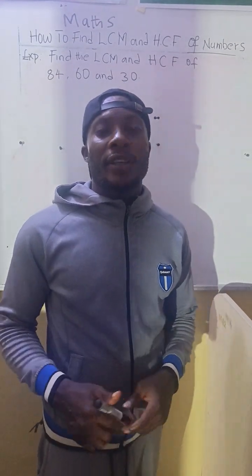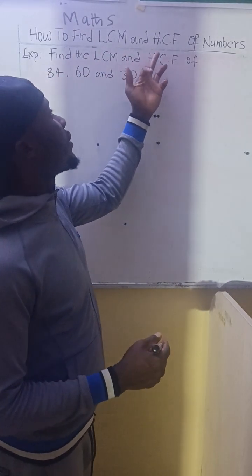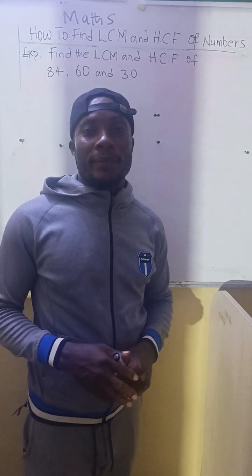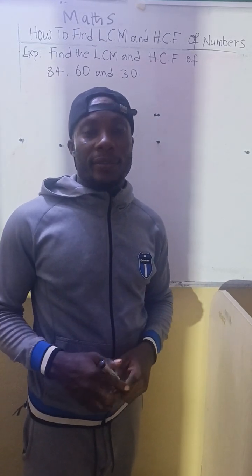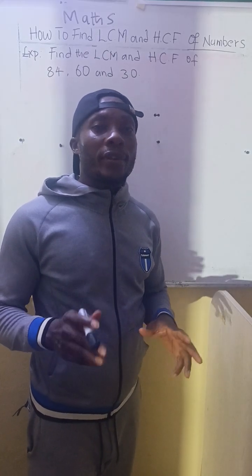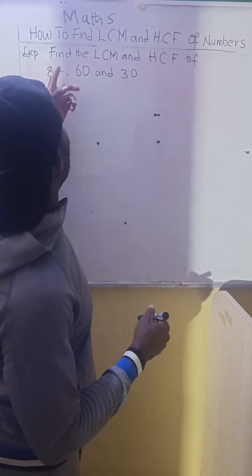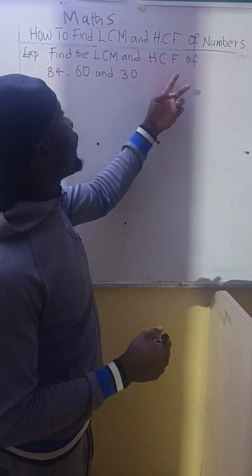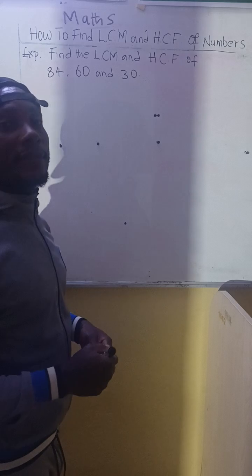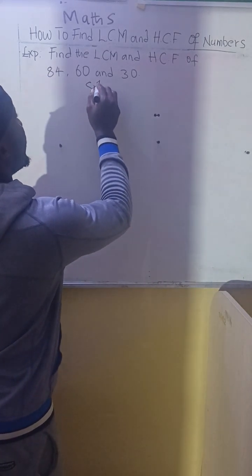Hello everyone, let's look at how to find the LCM and HCF of numbers using the tabular form or the tabular pattern. We have a question to attend. Using the tabular pattern, find the LCM and HCF of 84, 60 and 30. So quickly, solution.